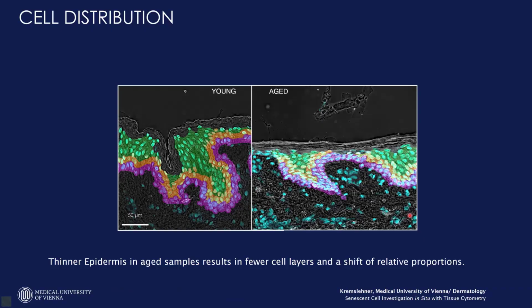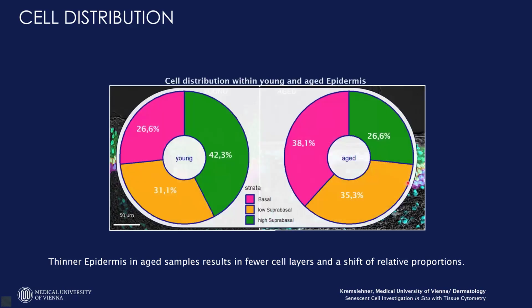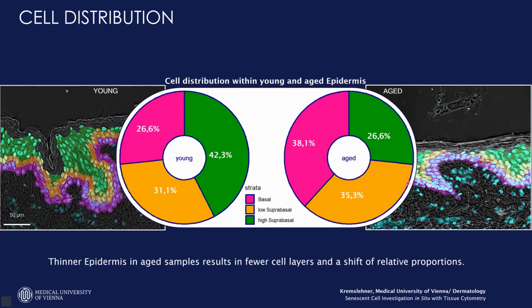So the first finding when we checked the distribution of cells inside the epidermis was that there's a shift of relative proportions from the higher suprabasal, so the highly differentiated cells, to a higher proportion of basal cells in the aged donor, which is due to reduced thickness of the epidermis and thus a change of the relative distributions.